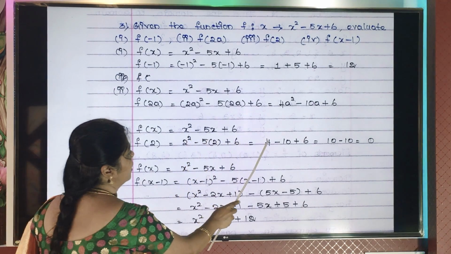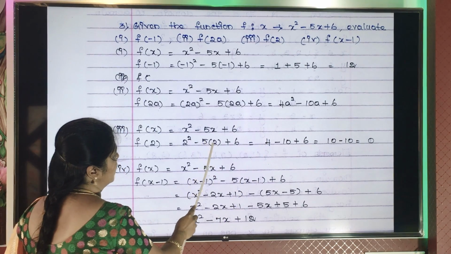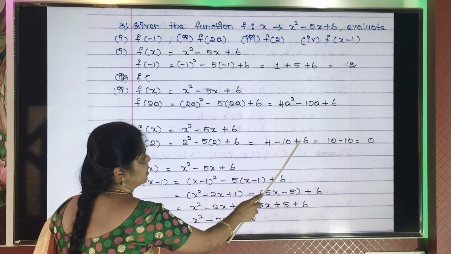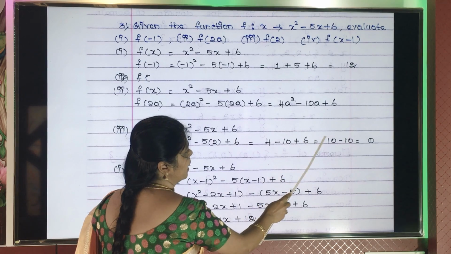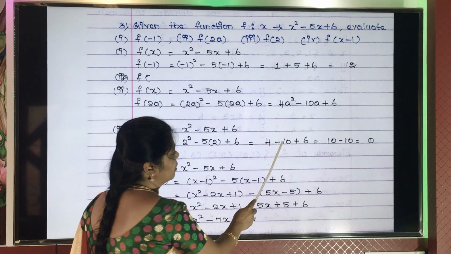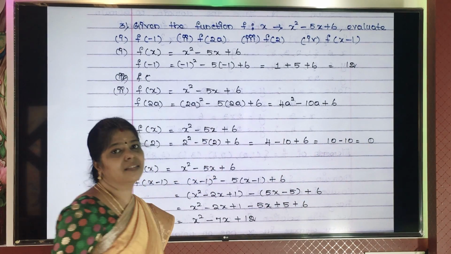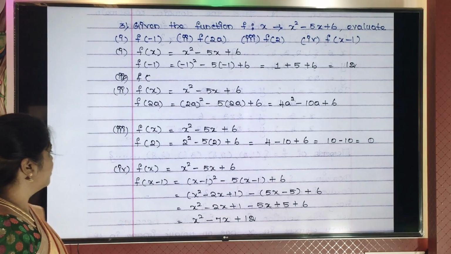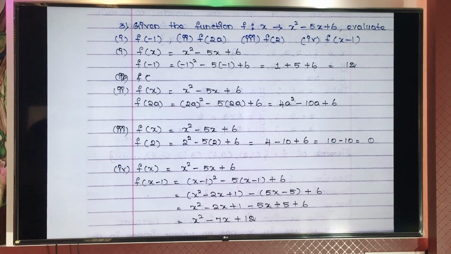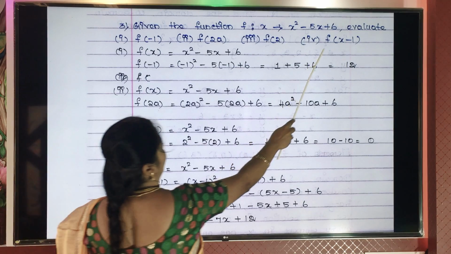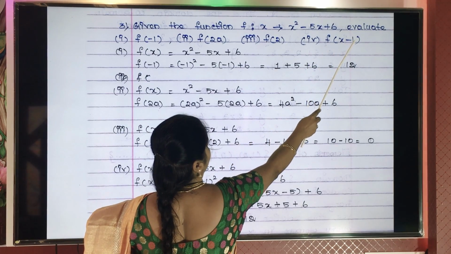What is 2 squared? 4. Minus 5 2s are 10 plus 6. So 4 plus 6 again gives you 10. So 10 minus 10, the answer is 0. The fourth subdivision, you are supposed to find f of x minus 1.